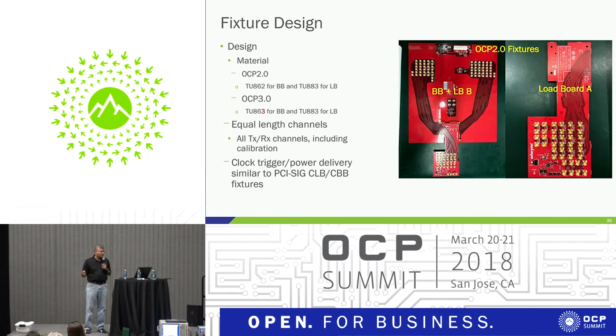We started off by considering a lot of different aspects, like what material we should use. As you can see from here, both 2.0 and 3.0 use very similar materials. For 2.0, the baseboard uses mid-loss material, whereas for 3.0, the baseboard uses slightly lower-loss material. Correct me if I'm wrong, John. Yeah. And the load boards are both low-loss materials.